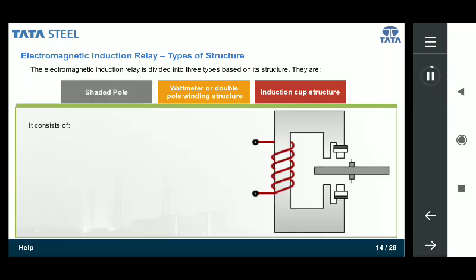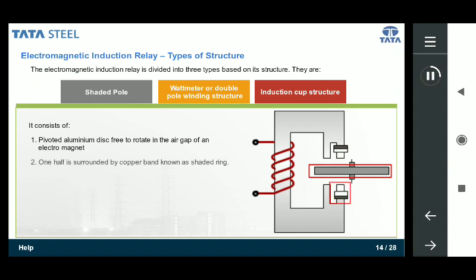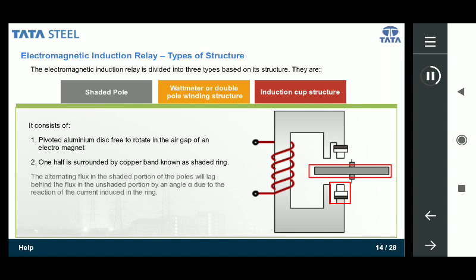It consists of a pivoted aluminium disc free to rotate in the air gap of an electromagnet. One half is surrounded by a copper band known as a shaded ring. The alternating flux in the shaded portion of the poles will lag behind the flux in the unshaded portion by an angle alpha due to the reaction of the current induced in the ring. These two AC fluxes differing in phase will produce the necessary torque to rotate the disc.